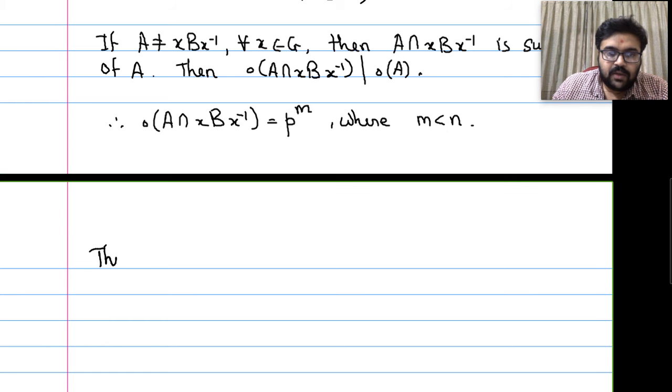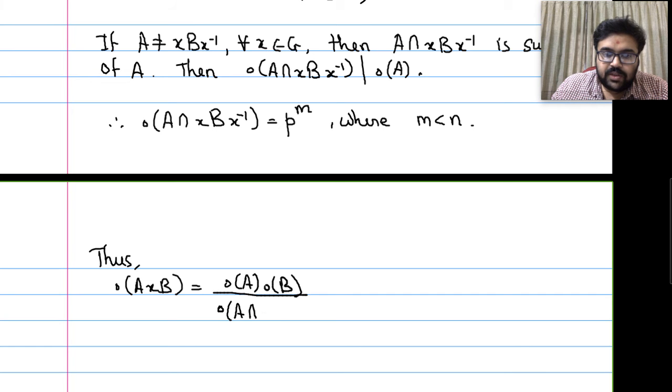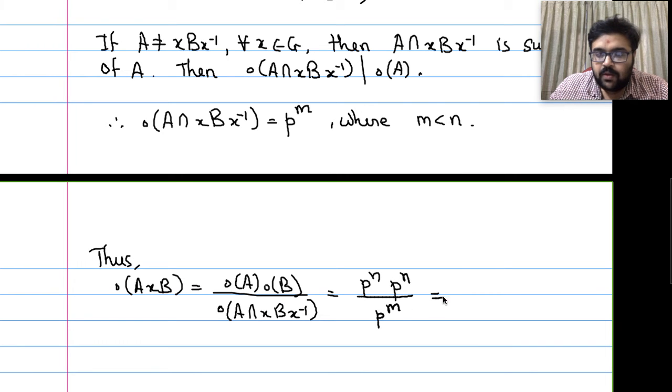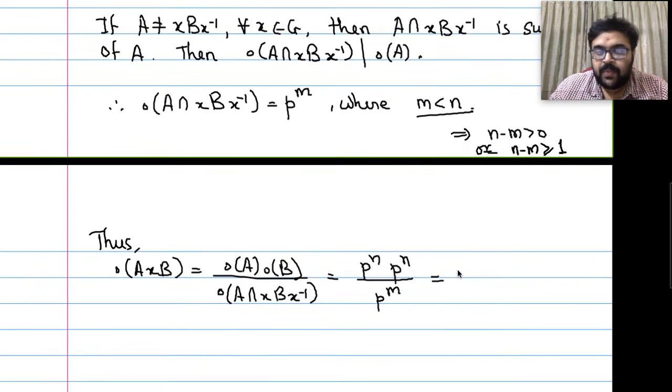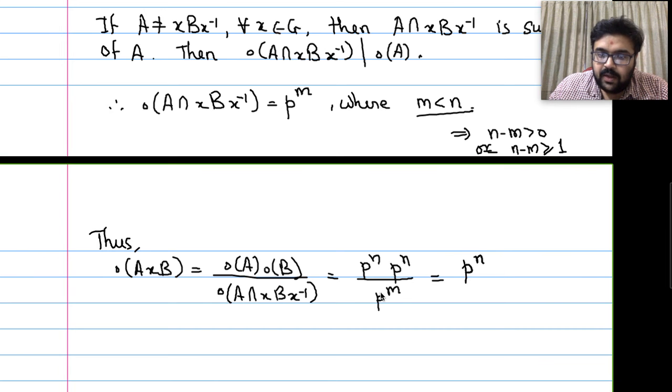Then what is the order of AxB? Thus the order of AxB, which equals order of A times order of B upon order of A intersection xBx inverse, where the order of A is p power n, the order of B is p power n, and this is p power m, where m is strictly less than n. So this implies n minus m is greater than 0, or we can write n minus m is greater than or equal to 1, because they are integers. So this will be p power n, and I can write this as p power n minus m.